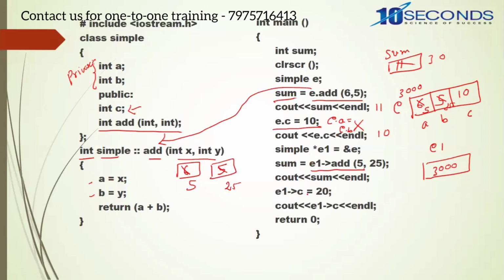Now E1 arrow operator C. Observe here, E1 is holding the address. So 3000 of C is 20. Now we are changing C to 20. So print E1 of C. So we get 20 as the output.